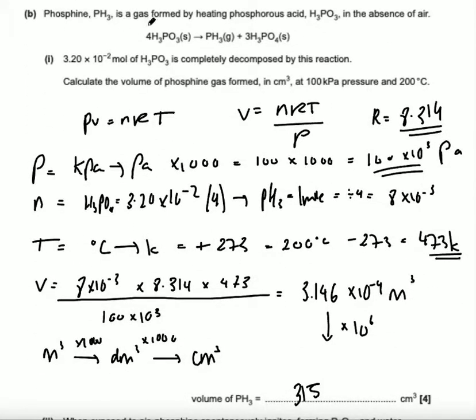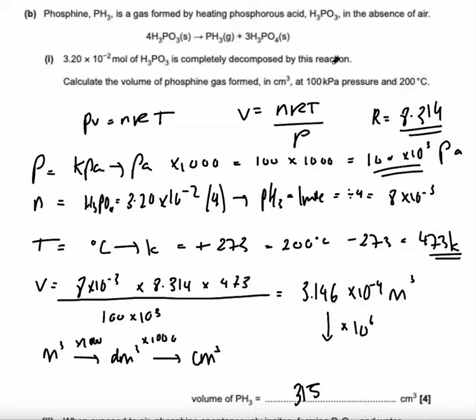Phosphine, PH3, is a gas formed by heating phosphorous acid, H3PO3, in the absence of air. So this is what it is. 3.2 times 10 to the power of minus 2 moles of phosphorous acid is completely decomposed by this reaction. Calculate the volume of phosphine gas formed in centimeters cubed at 100 kilopascals pressure and 200 degrees Celsius.